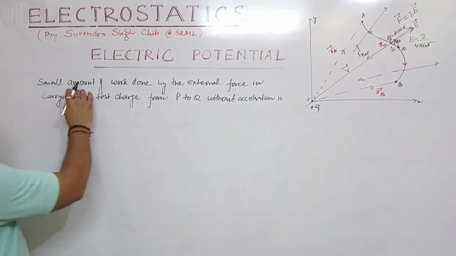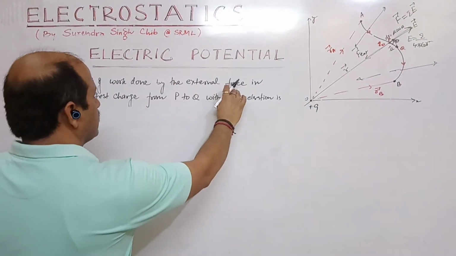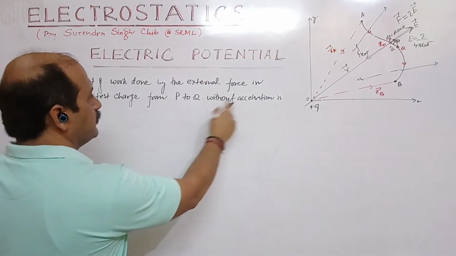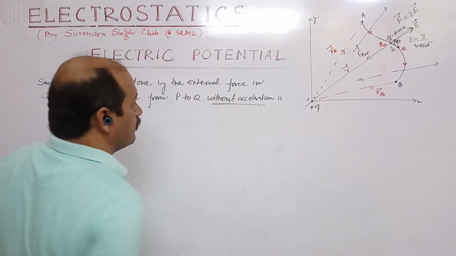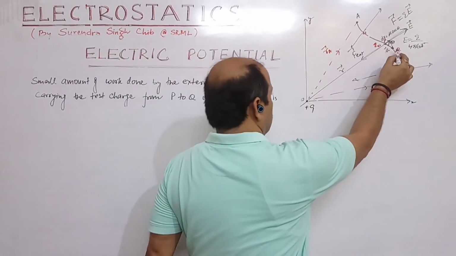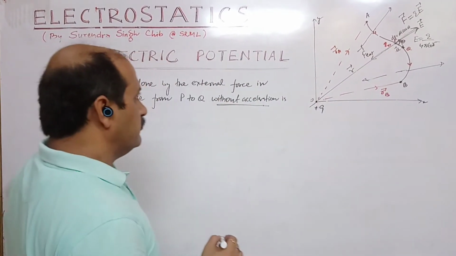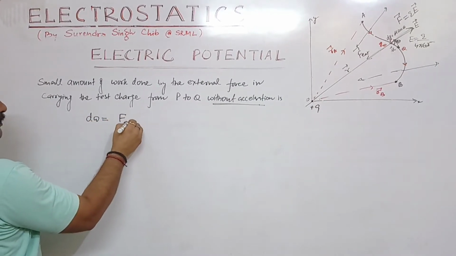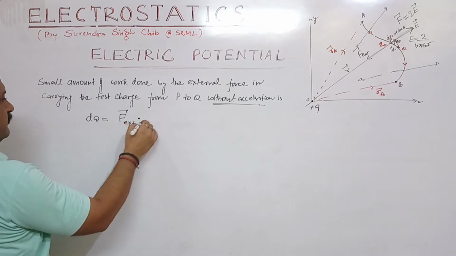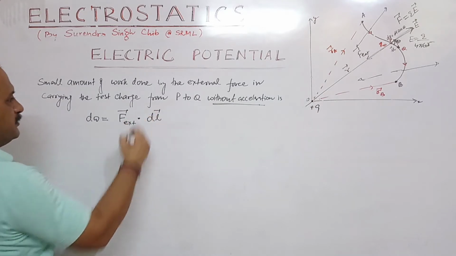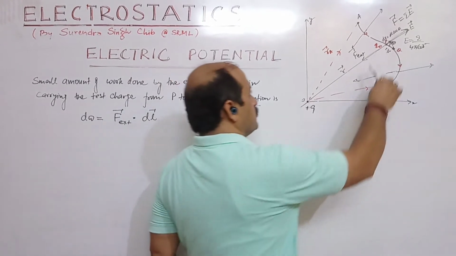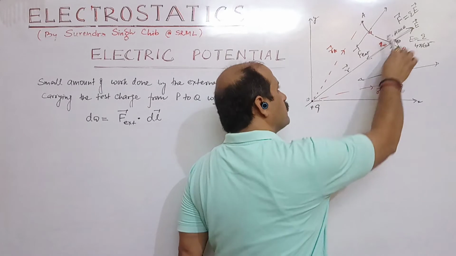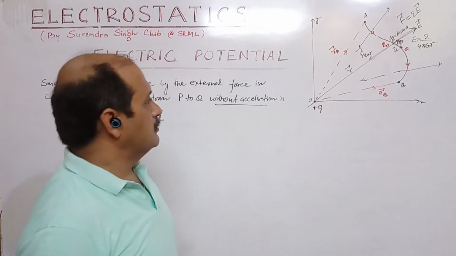Let's find the small amount of work done by the external force in carrying the test charge from point P to Q without acceleration. See, without acceleration. हम charge को यहाँ से यहाँ लेके जाना चाहते हैं, तो we have to do some work, and small amount of work done is given by the dot product of the external force and the displacement. तो हमने external force कौन सी लगाई है? This external force is applied just to neutralize it so that there is no acceleration.